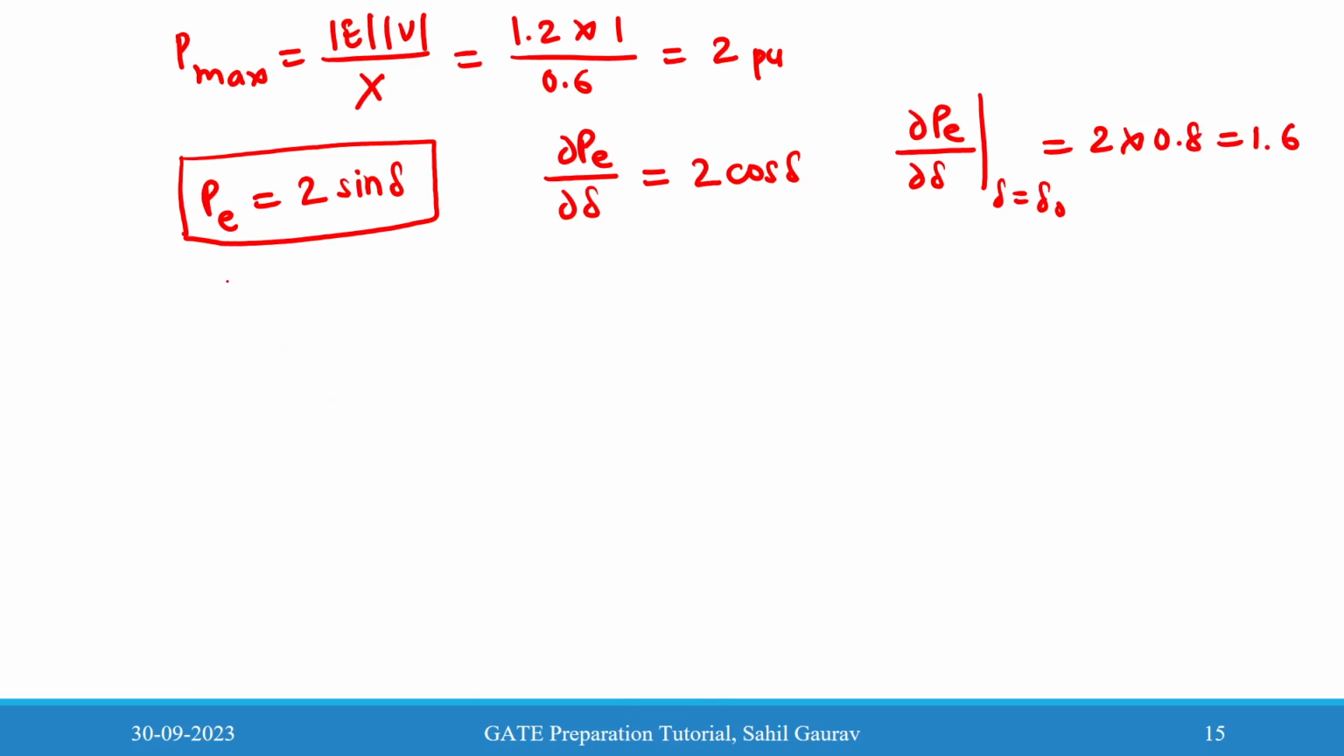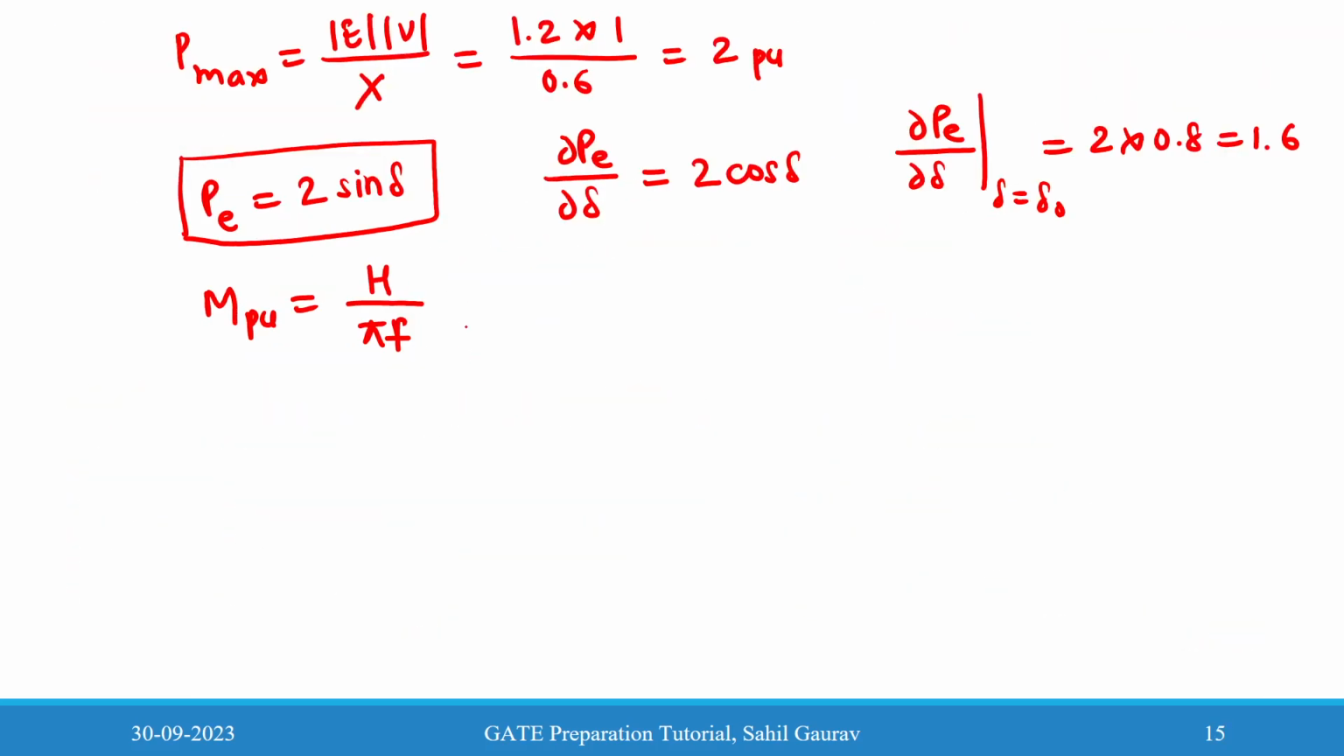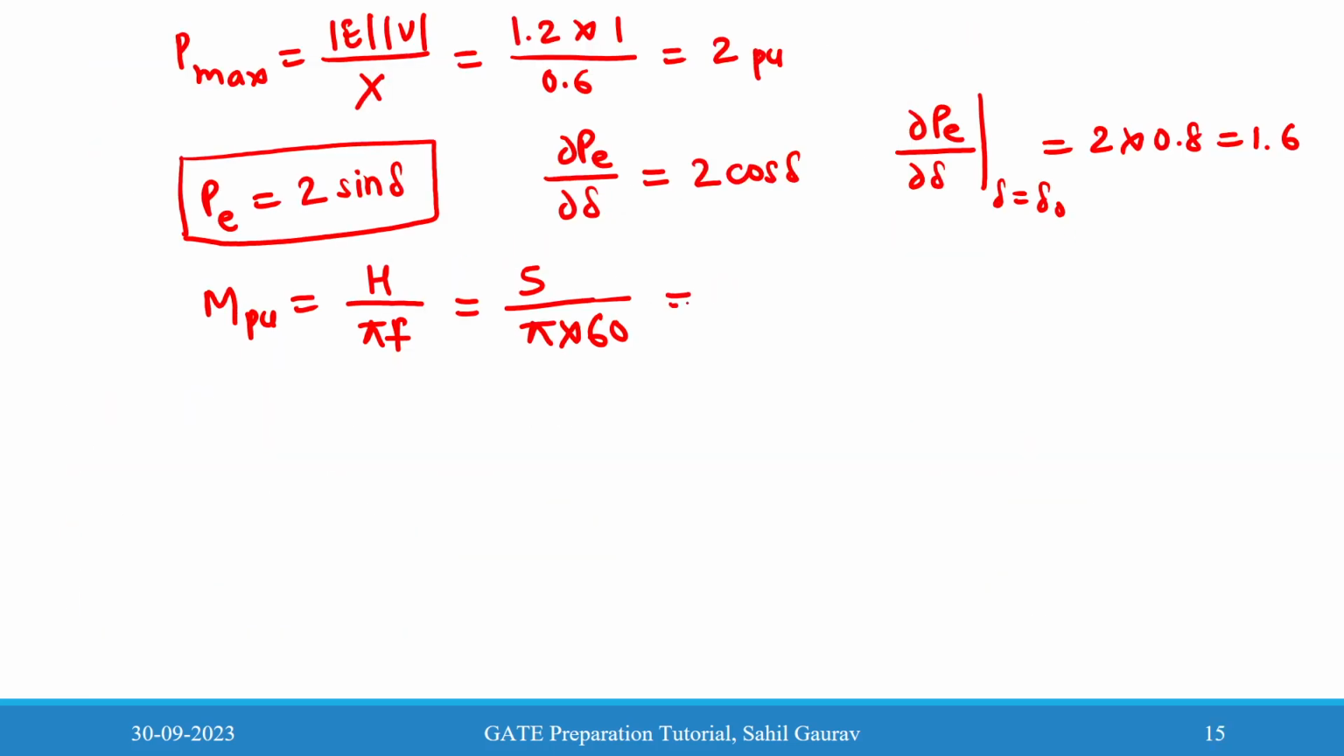This we got. Now we will find M per unit, H divided by pi f. So what is the value of H? H is given as 5 seconds. So 5 seconds divided by pi into frequency, which is given as 60 hertz, so it will be 5 divided by 60 pi.